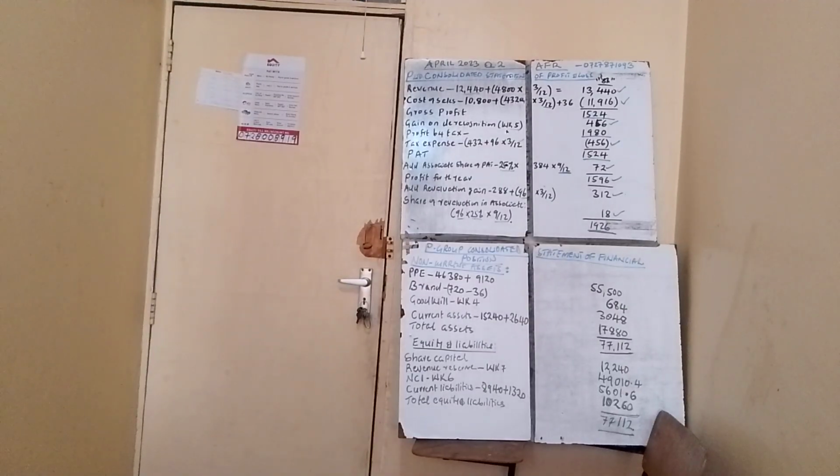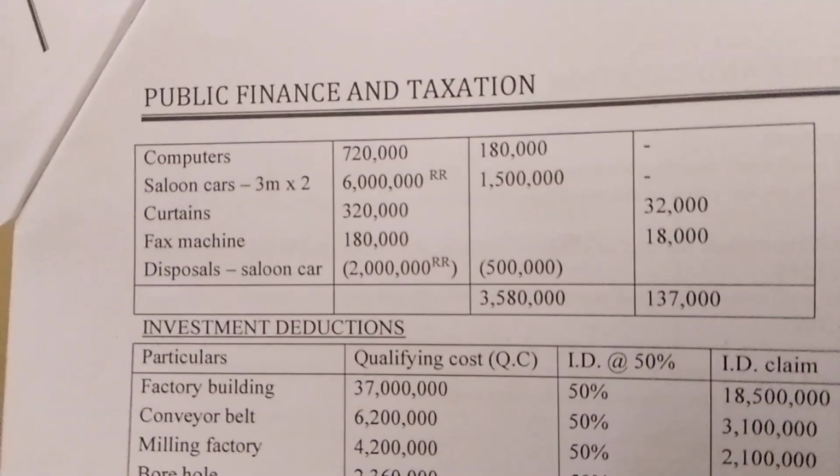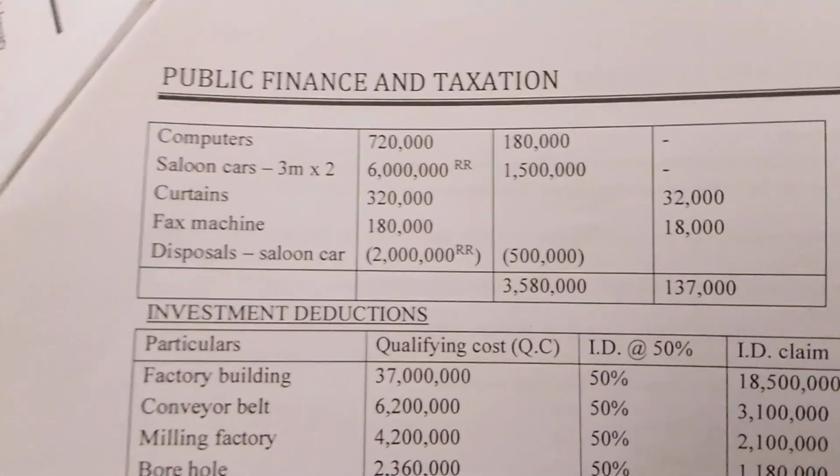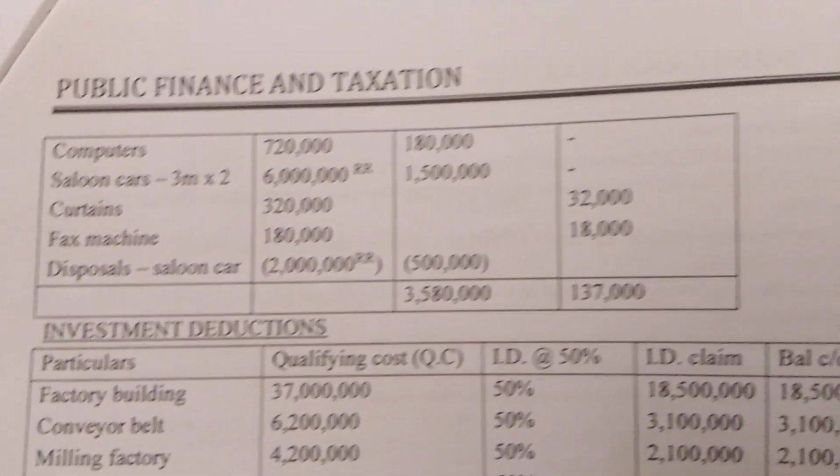Now, once you have done that, you go on the other page. The question continues on the other page. We have computers. The question continues on the other side. We have computers at 720.